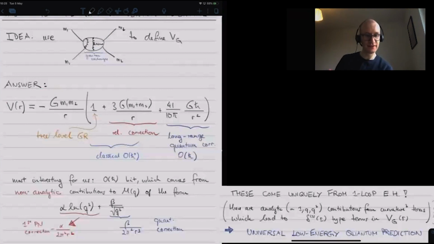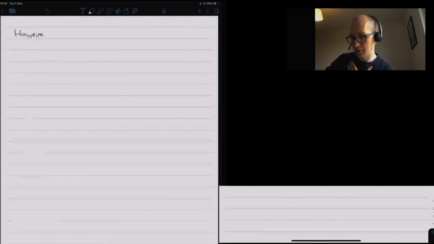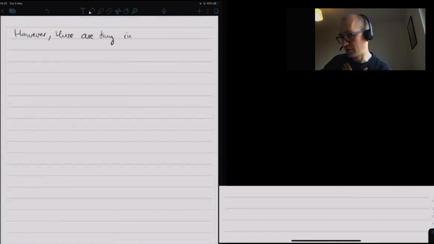So we've said that basically these long-range corrections that we wrote down here are unambiguous quantum predictions of low-energy quantum gravity. But the issue, of course, is in some sense you could say that's an experimental prediction, right? And it is, of course, but then you need to ask yourself, how big are these effects? And the answer is that these effects are absolutely minuscule. They're really, really tiny. So let me write, however, these are tiny. Let's say in any normal situation.